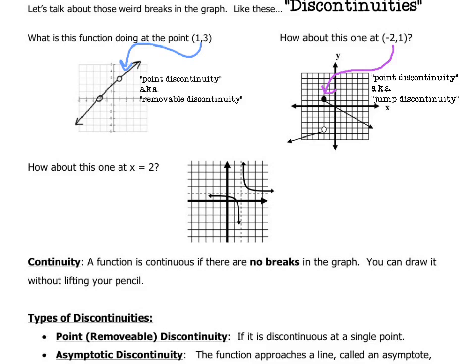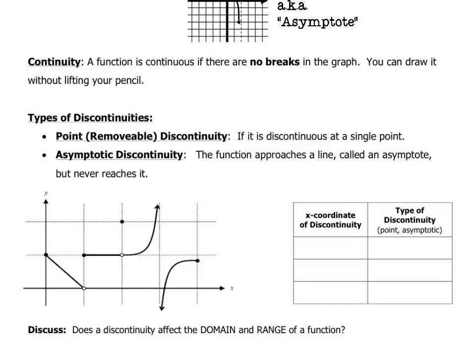All right, here's another discontinuity, and this is probably a totally new word to you. These dotted lines, we saw them in the domain and range example. These dotted lines are called asymptotes. So these asymptotes create a specific kind of discontinuity, which we call an asymptotic discontinuity.